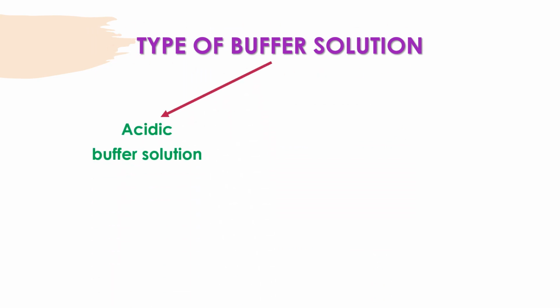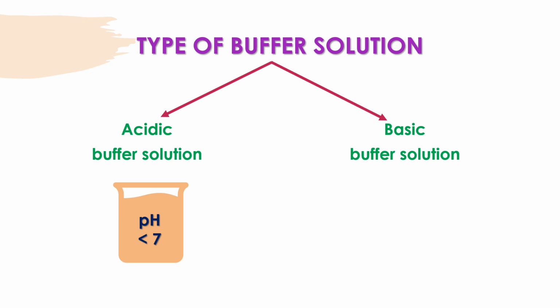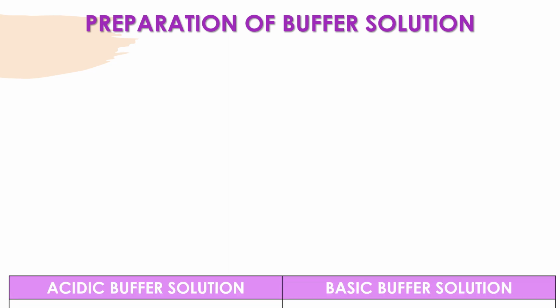There are two types of buffer solution. The first one is acidic buffer solution. The pH is less than 7, and the second one is basic buffer solution. The pH is more than 7. Preparation of buffer solution. Penyediaan larutan buffer.